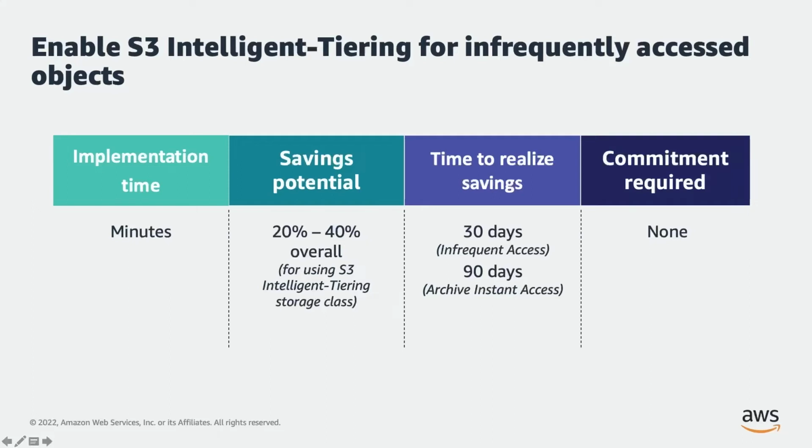Our recommendation is to enable S3 Intelligent-Tiering as you continue to grow your S3 usage, and this takes minutes to implement. Once you enable it, it takes 30 days to realize savings for objects transitioning to the infrequent access tier. At this point, you can get a 40% discount on these objects. And then it takes 90 days.